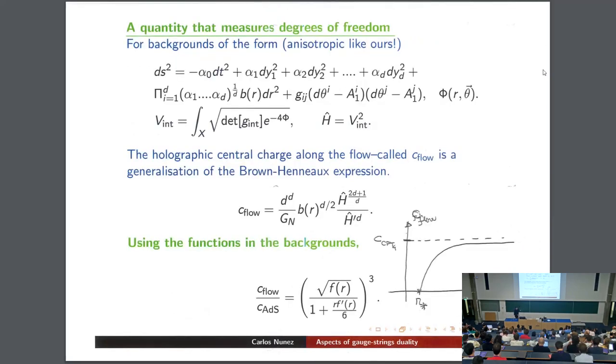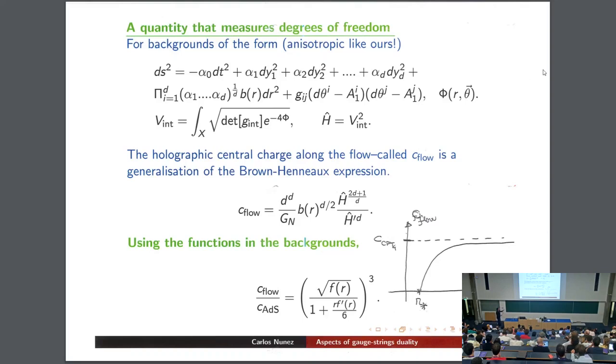Other things that can be calculated, and don't pay much attention to the formulas, is a c-function, a function that, following the question that was asked before, should measure the number of degrees of freedom as we move in the radial direction. The formula looks a bit complicated, but the bottom line is that this is measuring the volume of the internal space, or, if you wish, the inverse of the Newton constant if you were to reduce the theory to 5 dimensions.